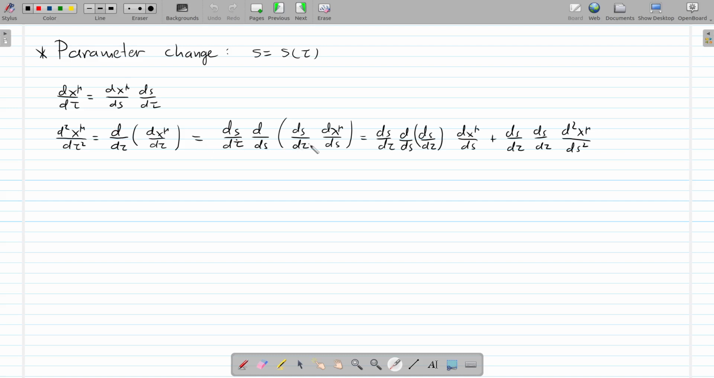So we apply the Leibniz rule in this product. We obtain those two terms, and we notice the first term is nothing but the second derivative of s with respect to tau. We go back with the chain rule, and we write ds/d tau d/ds as d/d tau. So that is the second derivative of s with respect to tau, and we put it here. Now the other term here involves the square of the first derivative of s with respect to tau.